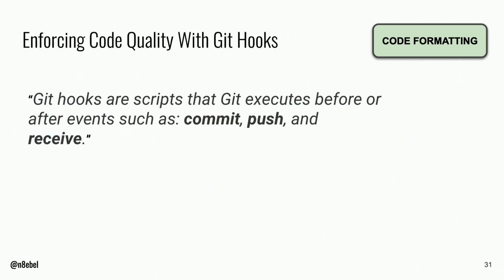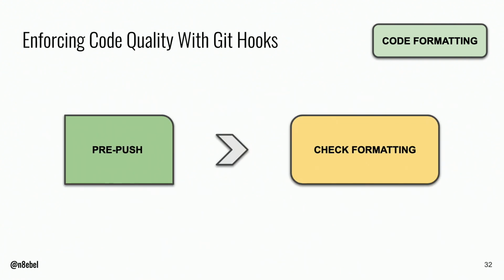However, we could use something like a Git hook to actually automatically remind us and run these checks for us so that we don't kind of shoot ourselves in the foot by pushing code that we could have validated beforehand. Now, if you're not familiar with what Git hooks are, they're essentially just scripts that you can run in response to different Git actions. So that could be a commit, a push, a pull. So in this case, we're going to take a look at how we could set up a pre-push Git hook to check our formatting for us.